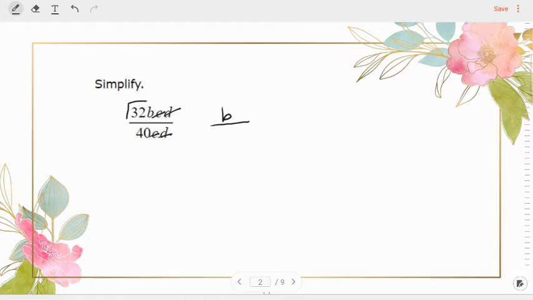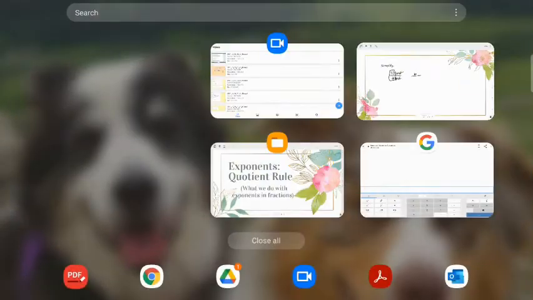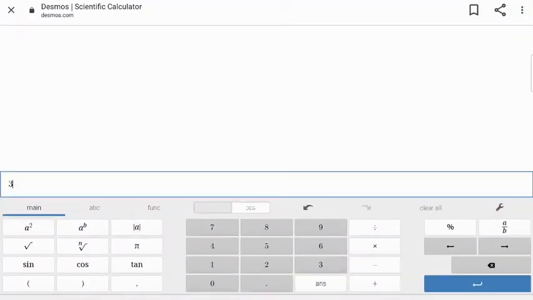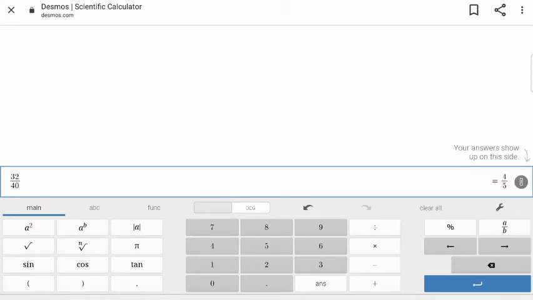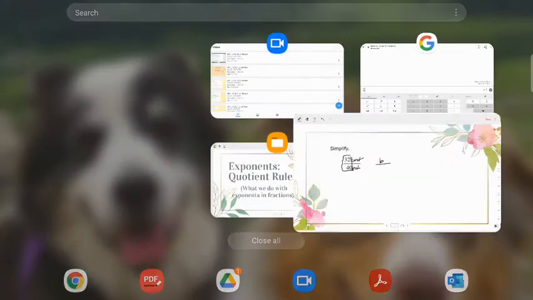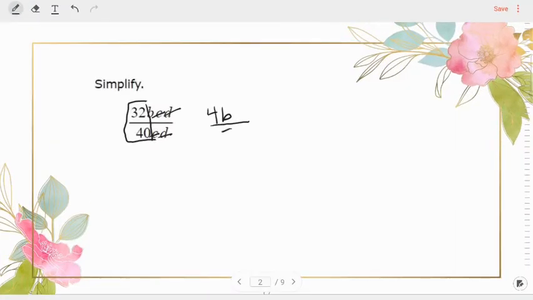Now as I look at 32 and 40, remember this is a fraction. I'm looking for common factors. I like to use a calculator to simplify the fraction. So I type in 32 over 40, and that simplifies to 4/5. So when I write my fraction, I'm going to make sure that 4 goes on the top with the b and 5 goes in the denominator. And this would be my simplified expression.